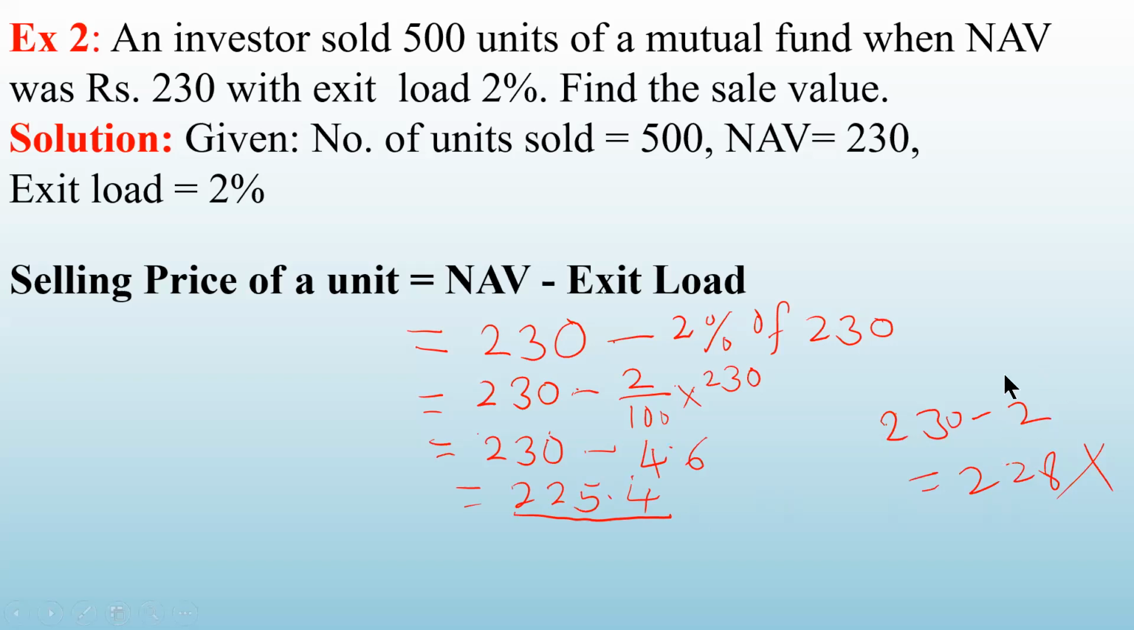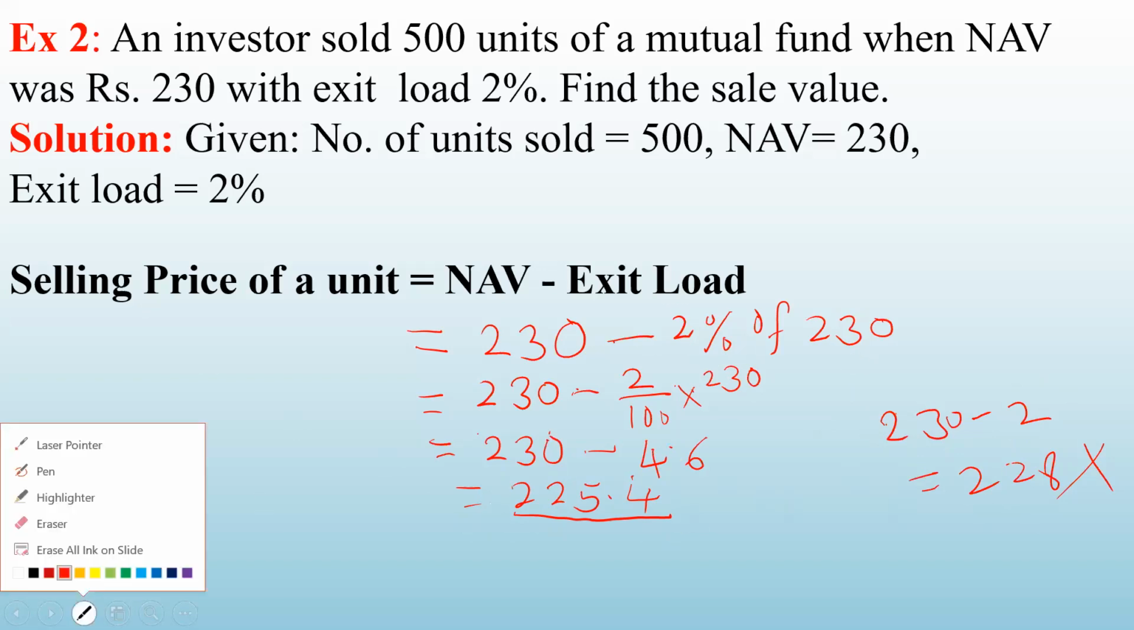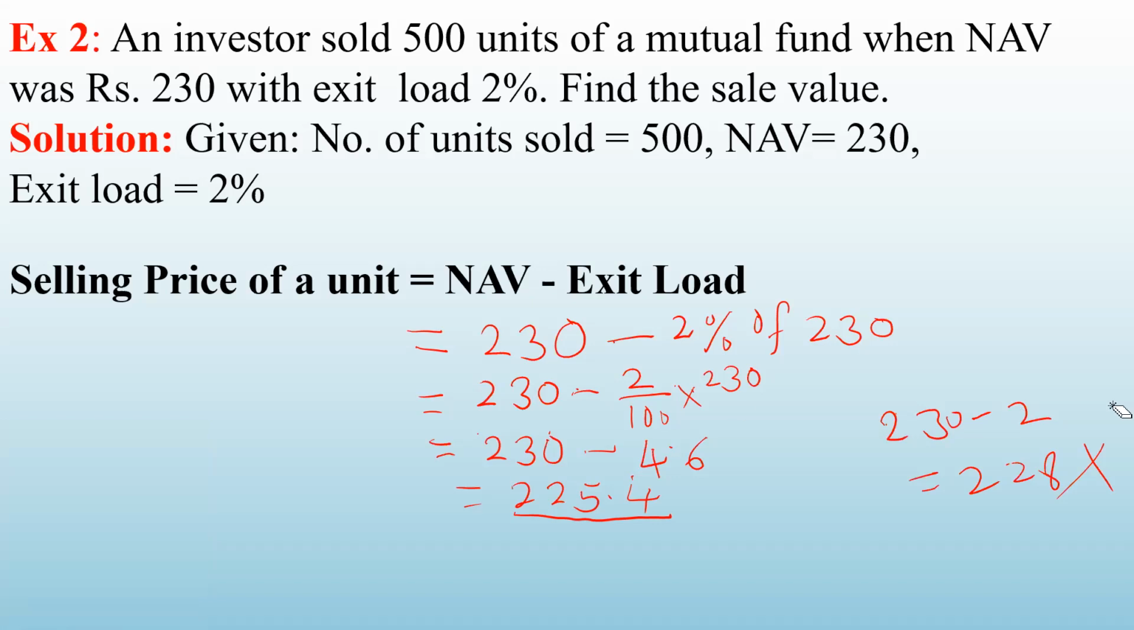Look at here. If you subtract only 2, you get 228, whereas what is the selling price? 225.4. So never make that mistake. Okay. The exit load is not just 2. It is 2% of 230. Okay. I'm stressing this point because many students make this mistake, so they end up with the wrong answer.